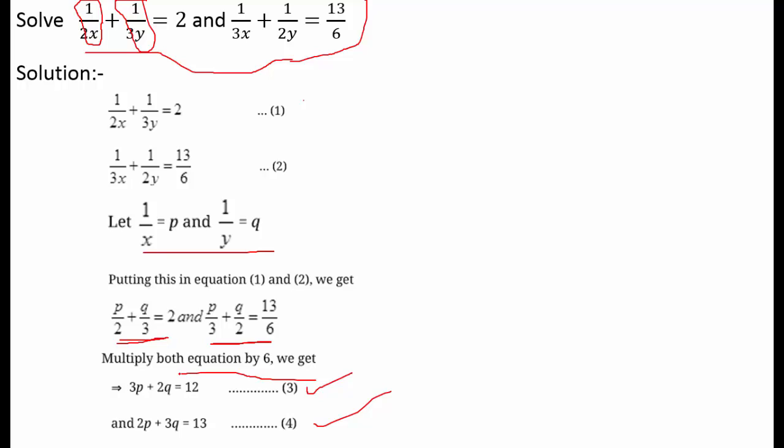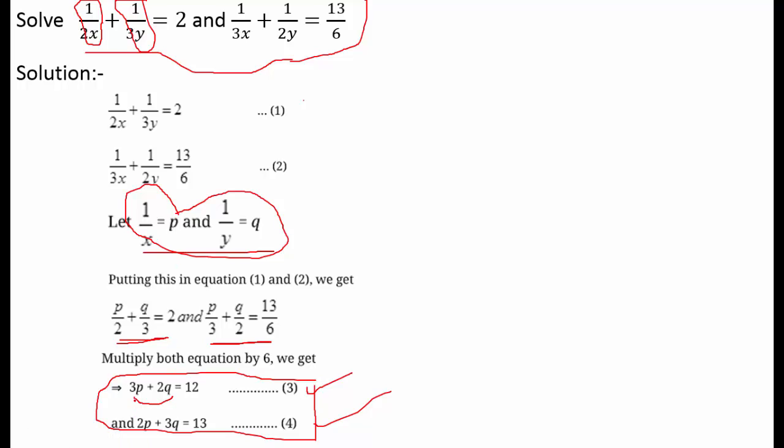Now you can solve these equations by either method. Here the elimination method will be the best. So solve equation number 3 and equation number 4 by using the substitution or elimination method. Then you will find the values of p and q. After solving, substitute the values of p and q here and find the values of x and y.